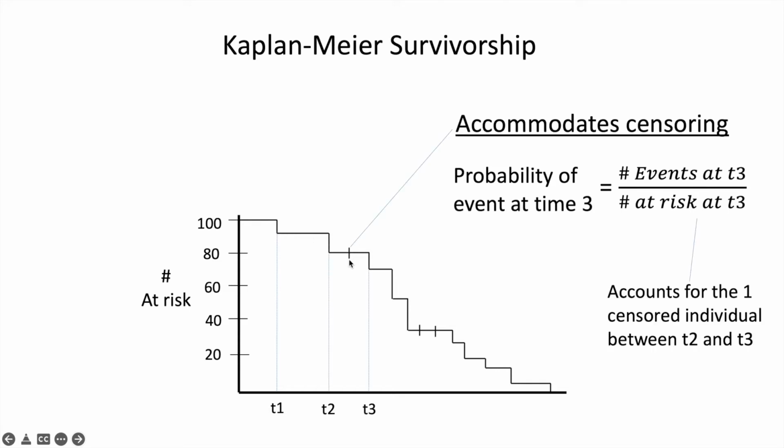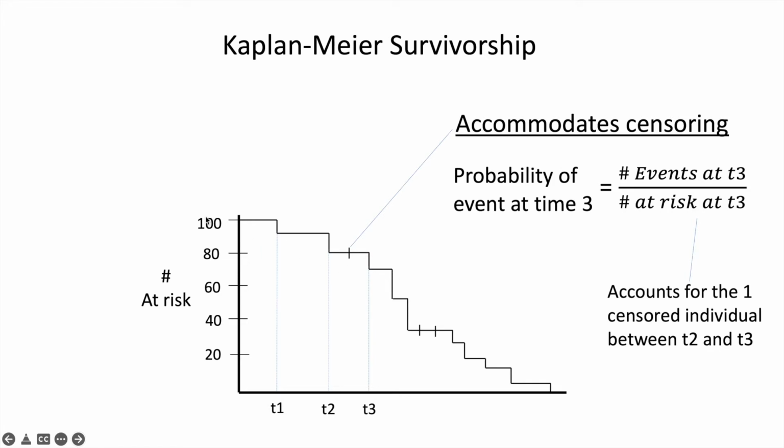And this dash here is how we represent censoring, and censoring is able to be accounted for by accounting for the fact that this person wasn't at risk. Basically, we're able to account for censoring in our calculation of the probability of the event at time 3.